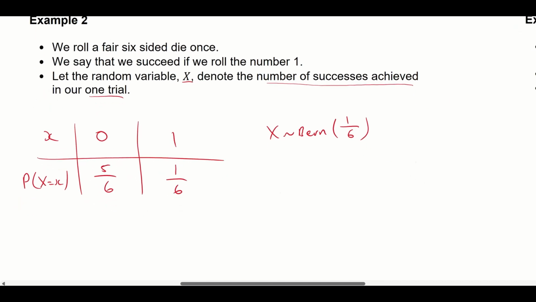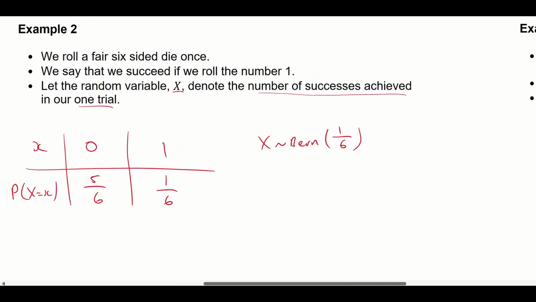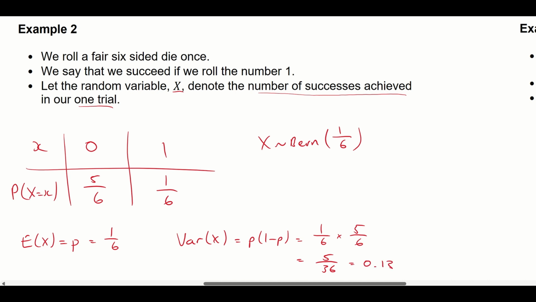Now again, if I wanted to calculate the expected value of x, that is just p, which is 1 out of 6. The variance of x is just p times 1 minus p, which is 1/6 times 5/6. If you put that into a calculator, you get 5 out of 36. If you wanted that as a decimal, you would get 0.1389.